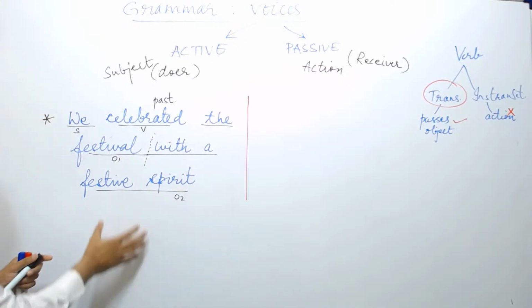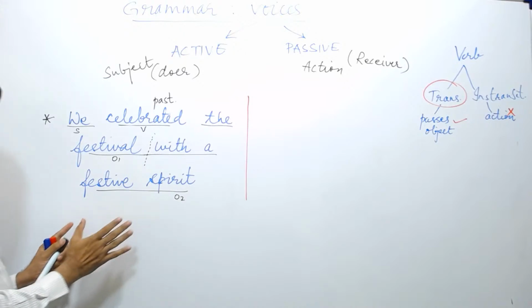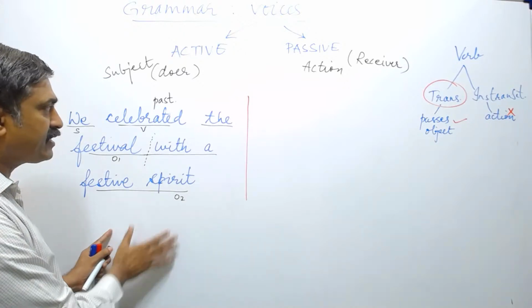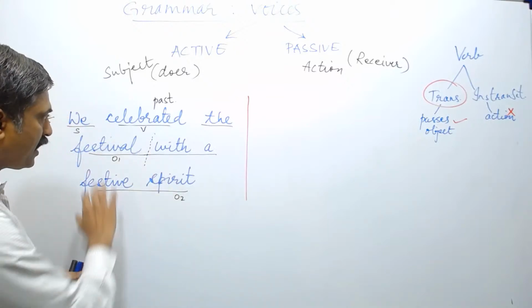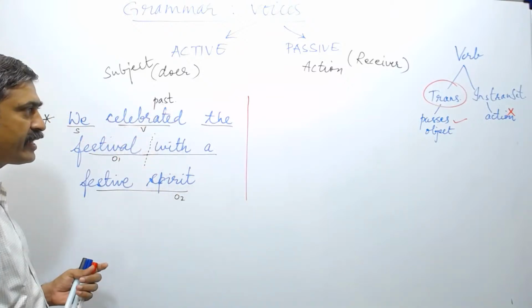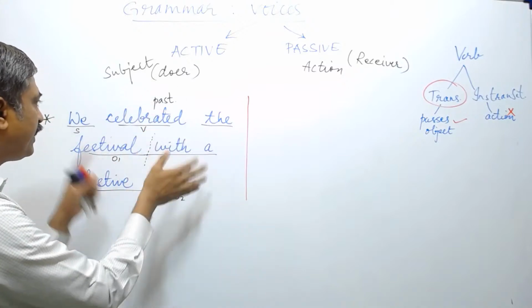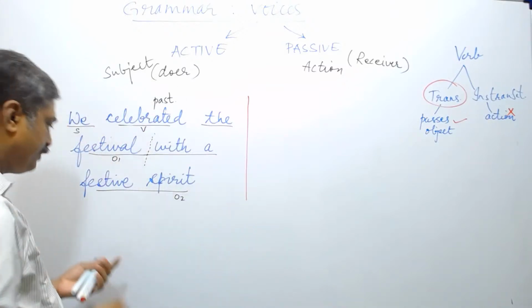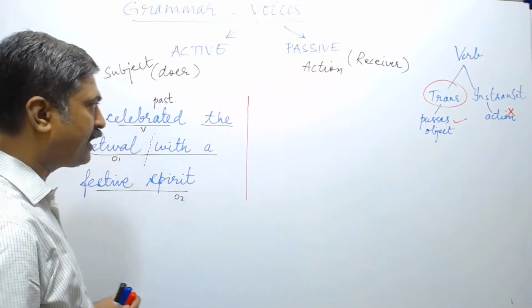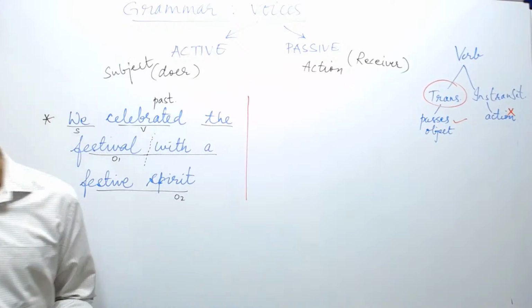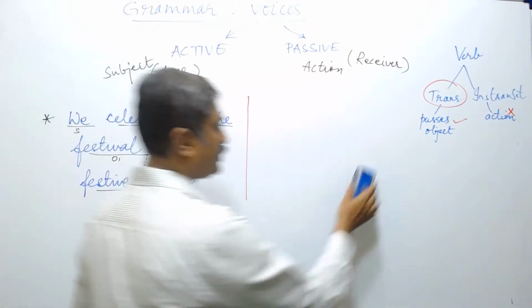Now we can call it a declarative sentence, an assertive sentence, one that asserts itself or describes something. And here the festival is being described. It is described that it was celebrated, and it was celebrated by this subject. Now, if you remember the rules that we had last time, just for a reminder, let me put it on this side.